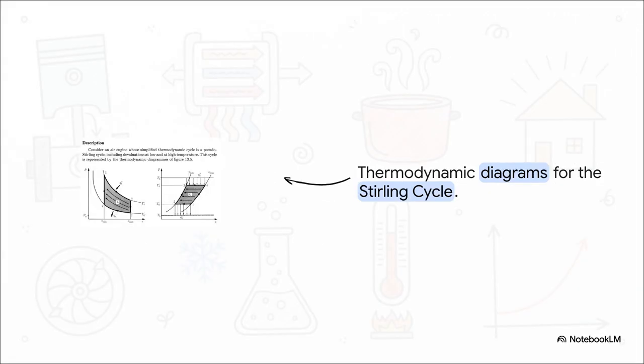Now, to build these things, engineers model the machines using some pretty complex thermodynamic diagrams, like the pseudo-Stirling cycle. The ultimate goal here is maximizing the exergy efficiency of these cycles. In fact, in high-level applied models, pushing an exergy efficiency to 58.5% is considered a massive, massive success.